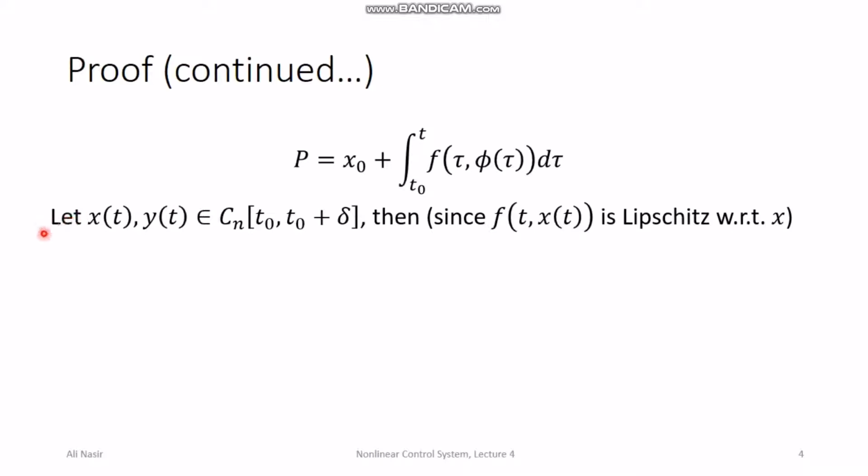Let x, y be some continuous functions. Then since f of t comma x is Lipschitz continuous with respect to x, therefore P of x minus P of y, which is basically the integral of f plus some constant, will also satisfy the Lipschitz property. So the norm of P of x minus P of y would be less than or equal to some constant, this might be the Lipschitz constant, times the norm of x minus y.